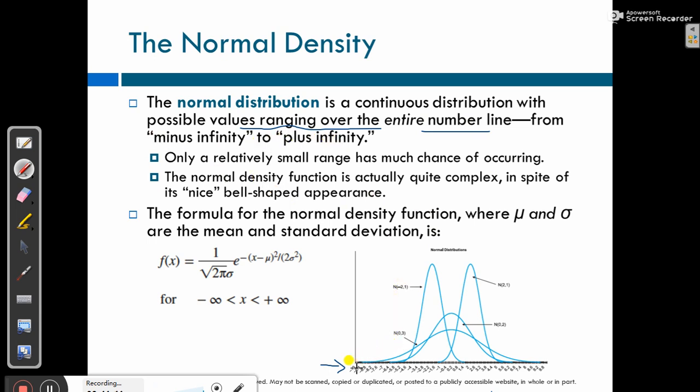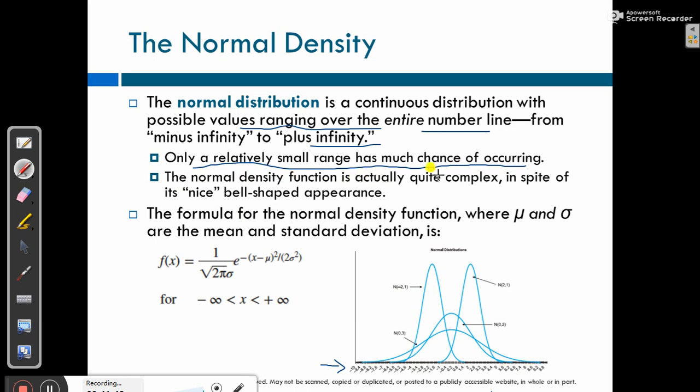So that spreading is not likely to end at a specific point; it might go to infinity, from minus infinity to plus infinity. Only a relatively small range has much chance of occurring. That means the higher the density in a region, the higher the chance of occurring in that area.